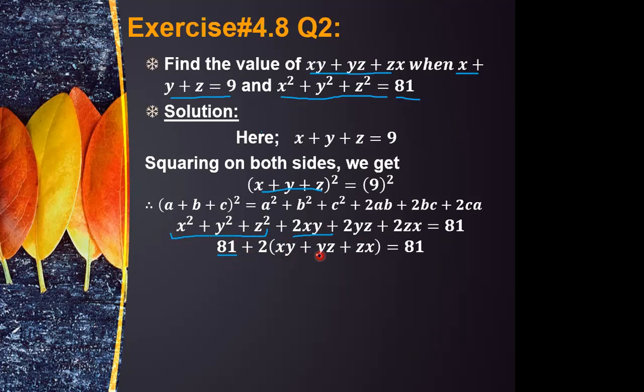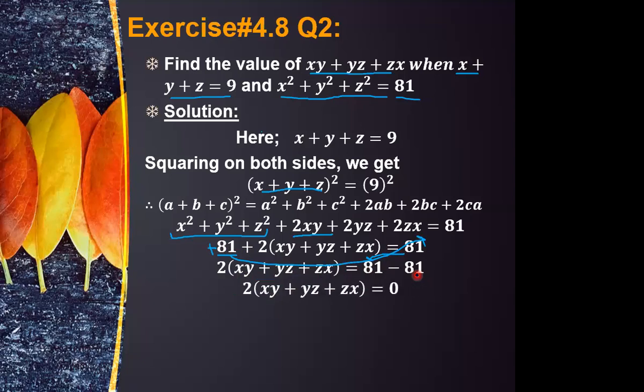Is it clear? Now, in the next step, what are we going to do? We are going to shift this 81, which has a plus sign, to the right side. So it will become 2 times xy plus yz plus zx is equal to minus 81, because this 81 is plus, so when it comes over here it will become minus 81, right? Now, plus 81 and minus 81 will cancel, so this whole term is now equal to 0.